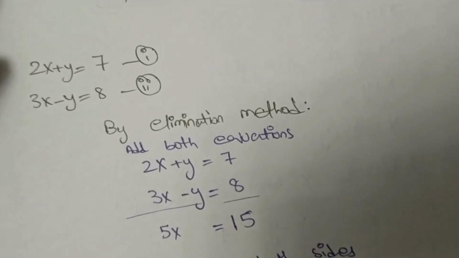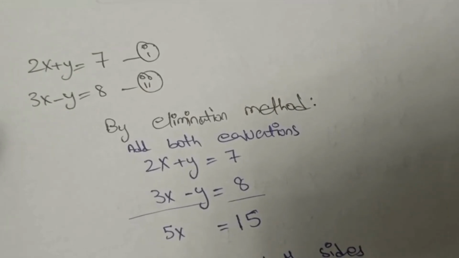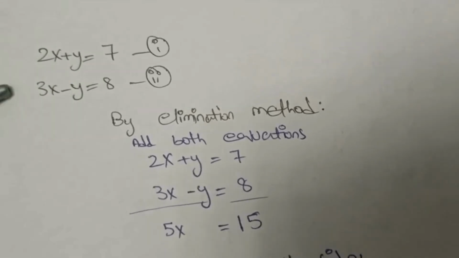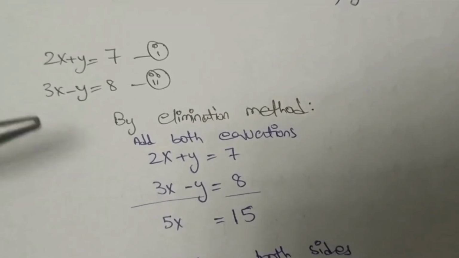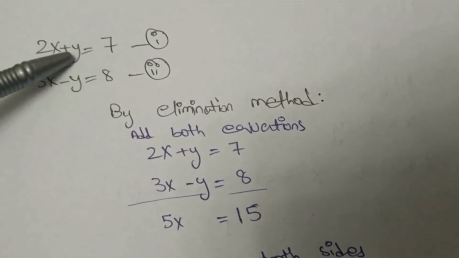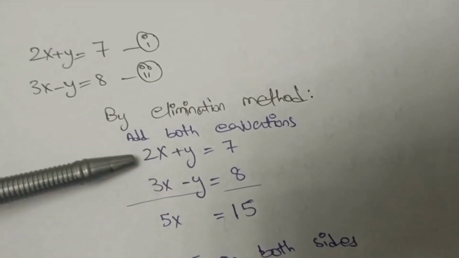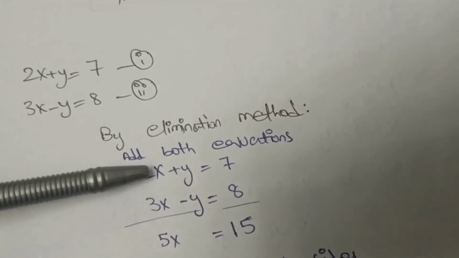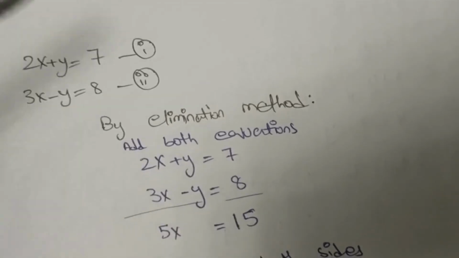In the elimination method we add or subtract both equations to get rid of one variable. Okay, so 2x plus y is equal to 7 and 3x minus y is equal to 8. We can see if we add both these equations, plus y minus y is going to be 0. So we are going to add both equations, plus y minus y becomes 0. 2x plus 3x is equal to 5x, and 7 plus 8 becomes 15.